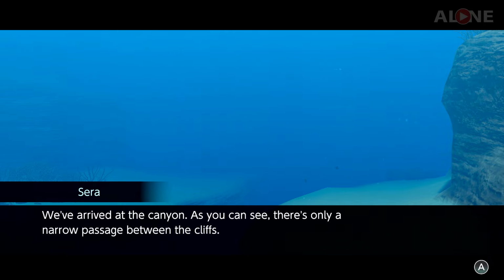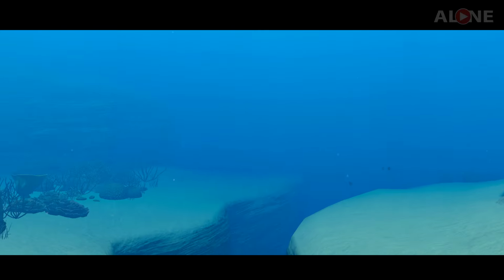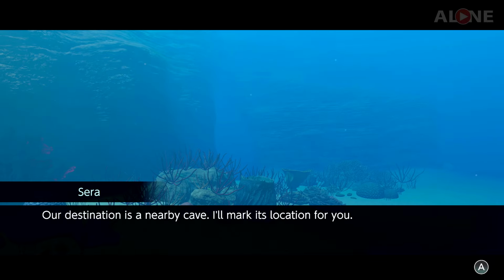We've arrived at the canyon. As you can see, there's only a narrow passage between the cliffs. Our destination is a nearby cave. I'll mark its location for you.